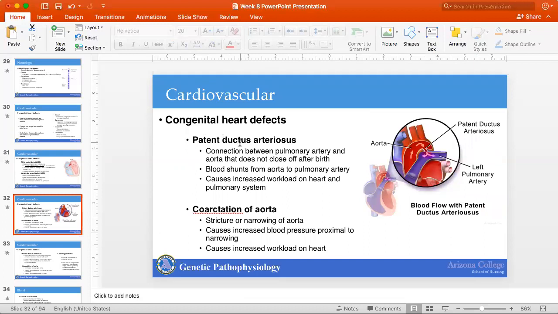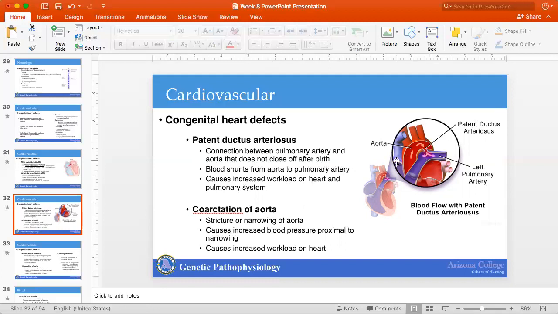There is also a patent ductus arteriosus. This is a connection between the pulmonary artery and aorta. And this is normal. As I was saying earlier, you don't need to send much blood, or really any blood, to your lungs when you are a fetus, but some will get there. This should close naturally when we're born, but in certain cases it doesn't. Blood shunts from the aorta to the pulmonary artery.